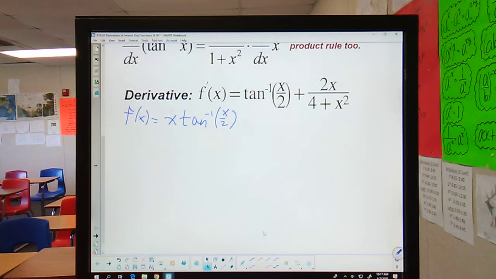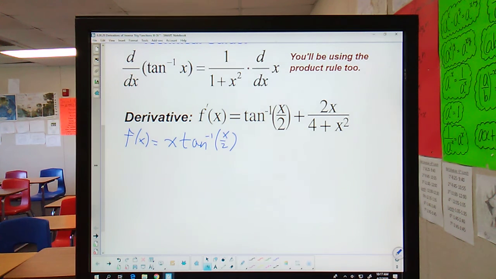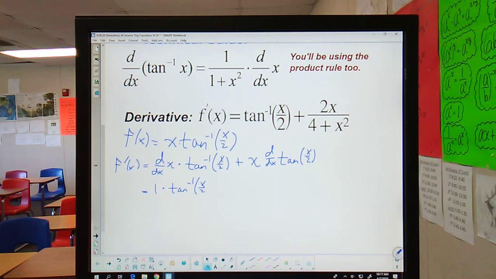Okay. And I'm going to keep my technical guide up there. All right, when you find this derivative, f prime of x, you're doing a product. So the product rule says find the derivative of the first factor, which is the derivative of x, times the inverse tangent of x over 2, the second factor, add it to x times the derivative of the inverse tangent of x over 2. Well, the derivative of x is easy. That's just 1. So 1 times the inverse tangent of x over 2.